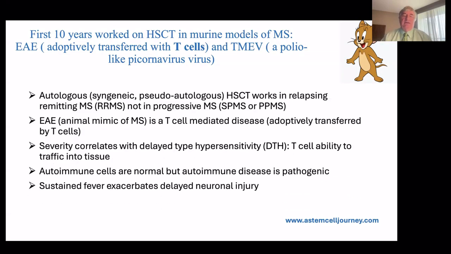So obviously in mice, you can use autologous, that is syngeneic or pseudo-autologous mice, for donors. And the HSCT worked in relapsing-remitting MS, that is relapsing-remitting EAE, not in progressive MS, that is not in progressive EAE. The question is, would that model hold up in human MS? And it absolutely did. EAE is an animal model that mimics MS. It is a T cell mediated disease.